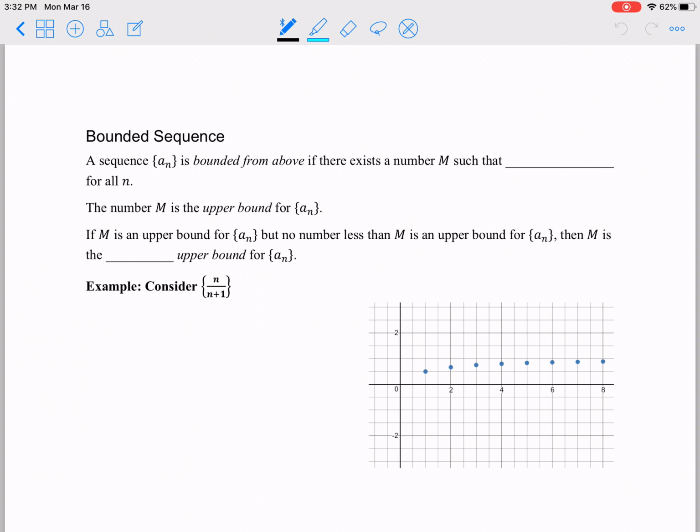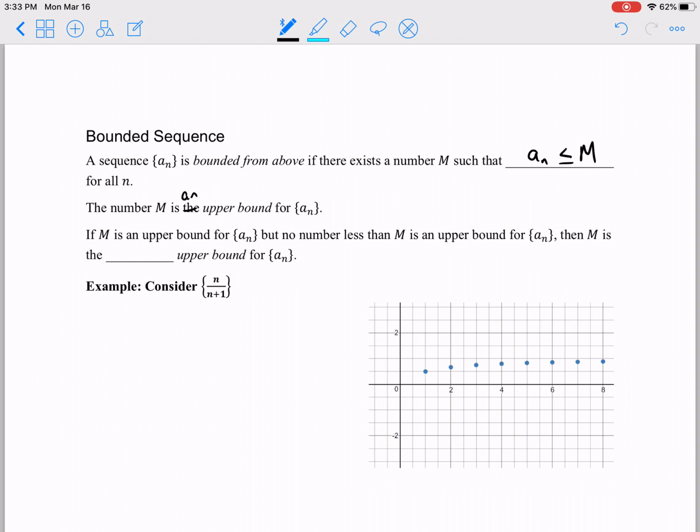So now let's look at bounded sequences. What does that mean? Well, a sequence is bounded from above if there exists another number m such that a sub n is always less than or equal to m. In other words, for all n, it never goes above that. And if that is the case, the number m is called, well, I don't like the word the, it's called an upper bound for a sub n.